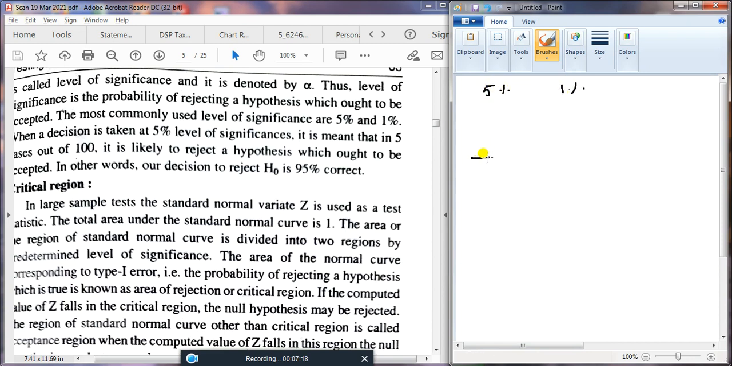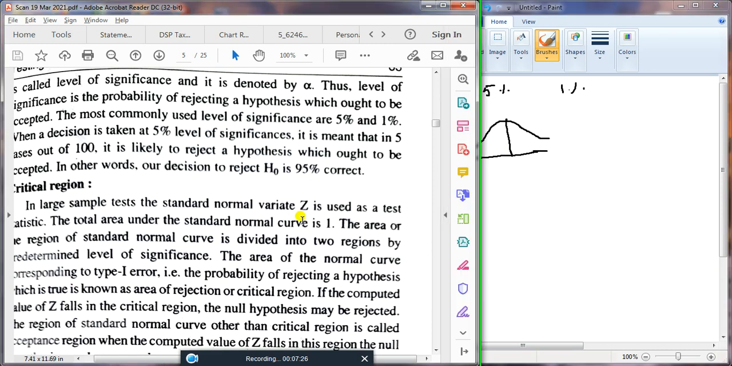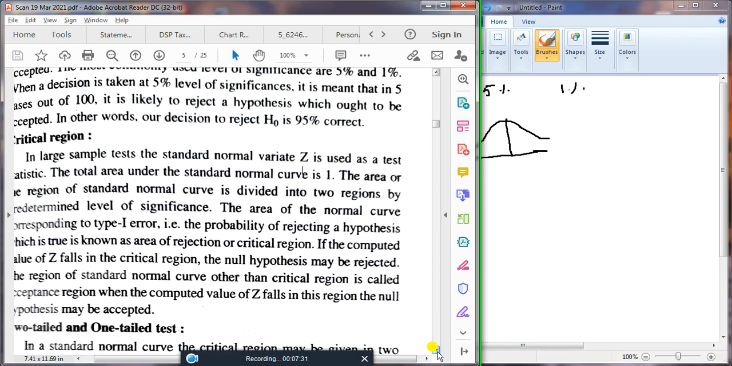उसका मतलब ये जो पूरा रीजन है उसमें से 5% आपको डिनोट करना है, 5% पे एक्सेप्ट कर रहे हो, मतलब 1 वे है कि 2 वे आगे आएगा. पहले क्रिटिकल रीजन को डिस्कस कर लेते हैं. इन लार्ज सैंपल टेस्ट Z is used as the test statistic.